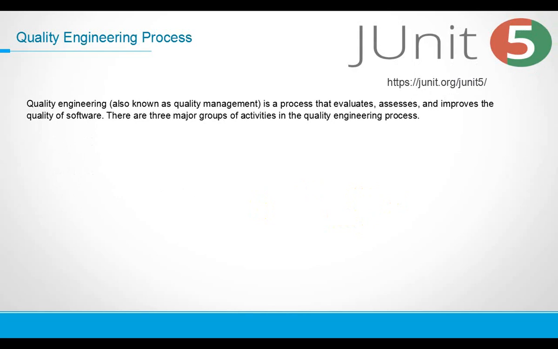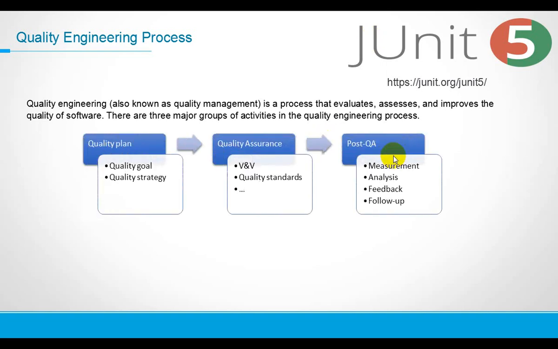As you can see, the quality engineer process sometimes will be called quality management. It is a process that can evaluate, assess, and improve the quality of software. Generally speaking, quality management contains three big stages, as you can see. The first is quality planning, then quality assurance, and post QA.